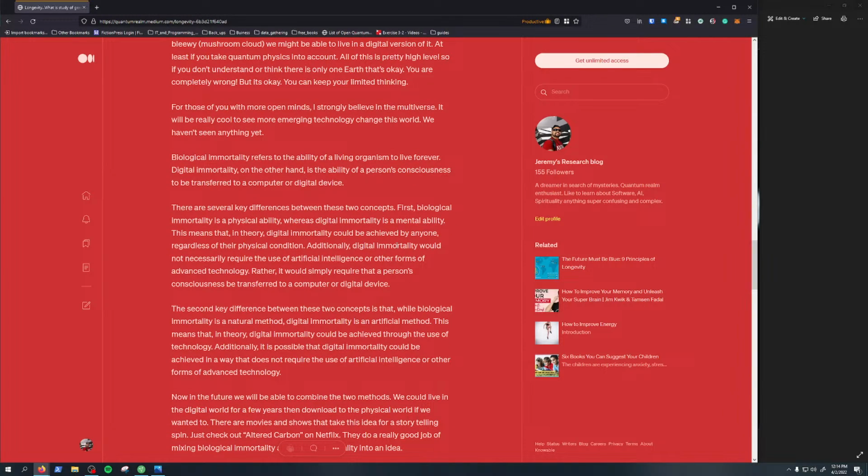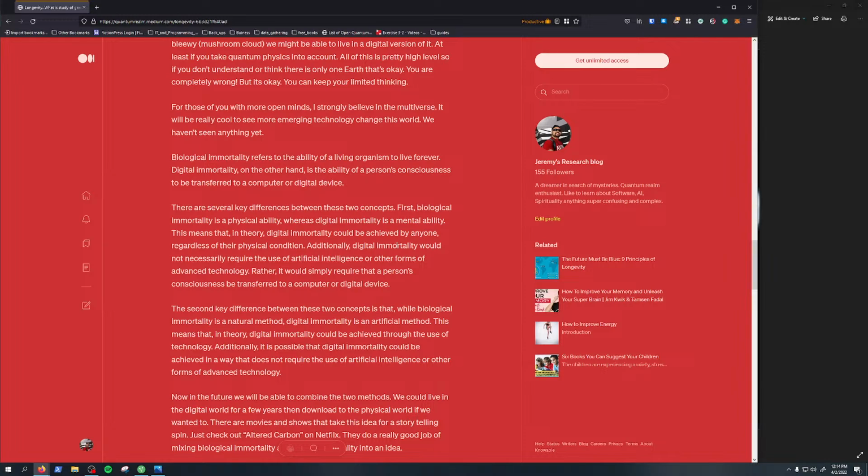Biological immortality refers to the ability of a living organism to live forever. Digital immortality, on the other hand, is the ability of a person's consciousness to be transferred to a computer or a digital device, right? There are several differences between the two concepts. First, biological immortality is a physical method. Oh, I changed this. I don't know why it's still saying ability. It should say method. So many mistakes, but it's okay. I'll correct it, and I'll have a better version after this.